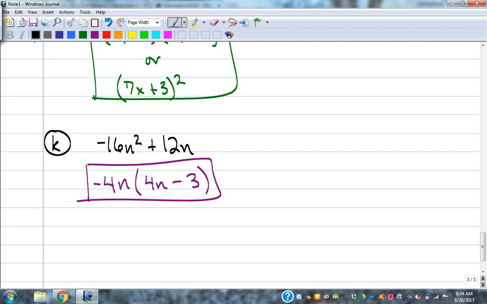So anytime you see that leading coefficient, that first number in front of the x squared or n squared or whatever letter is squared, you want to pull out a negative GCF there. That makes things work better.